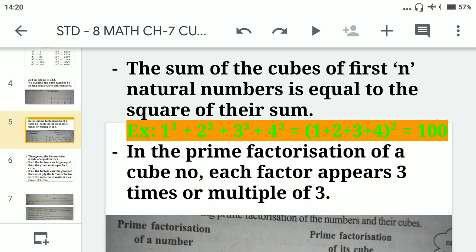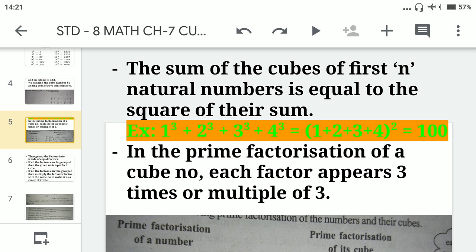1 cube plus 2 cube plus 3 cube plus 4 cube can be represented as (1 plus 2 plus 3 plus 4) whole square, and it will be 100 only. If you add 1 cube plus 2 cube plus 3 cube plus 4 cube, you will also get 100. Alright.